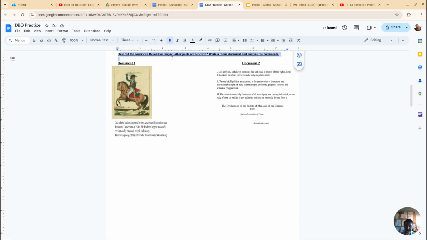Oh, Latin American revolutions. How about the revolutions in South America? There you go. That's what evidence beyond the documents is. You're just trying to find something that's not already in the documents that you can use to argue and support that. That's all it is.